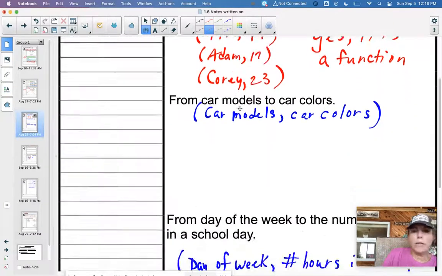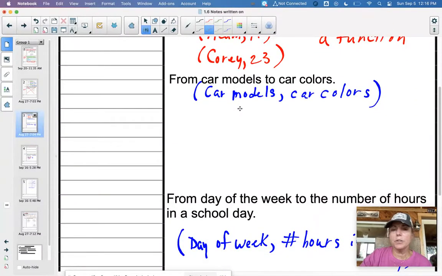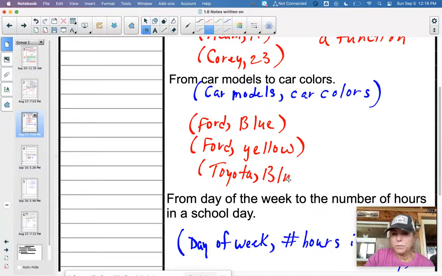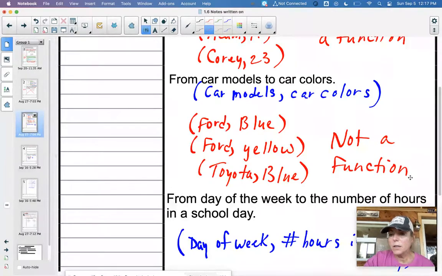Let's scroll down to here. From car models to car colors. So let's do some examples. Ford, blue. Ford, yellow. Toyota, blue. Well, here's the deal. This is not a function because the X's are repeating. You can have two Fords that are different colors. That is not a function.